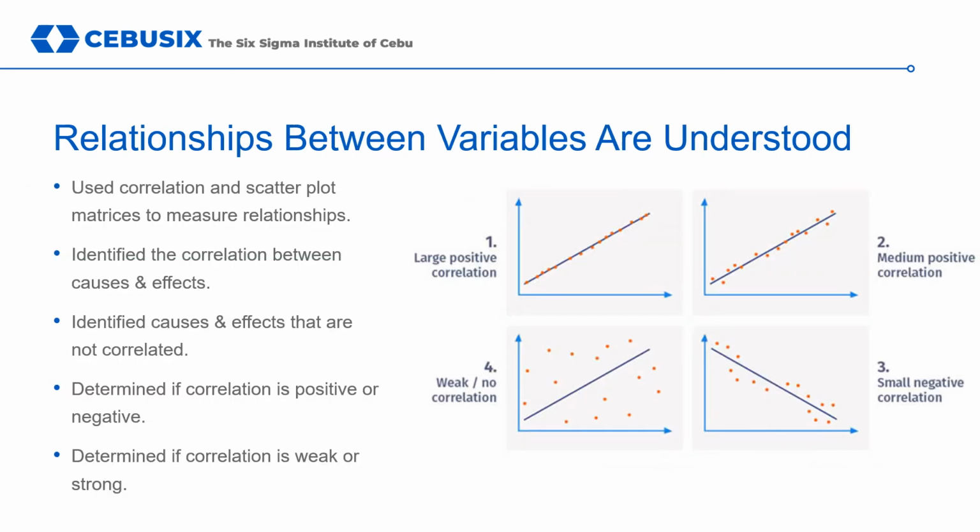You should have conducted a correlation and regression analysis to ensure that you understand the relationship between the variables within the process. This is done by using correlation and scatterplot matrices to measure these relationships. This allows you to identify the correlation between the root cause and the problem with the process, as well as identify causes that are not related to the problem. Through a correlation and regression analysis, you will be able to determine whether that correlation is strong or weak and whether it is positive or negative.